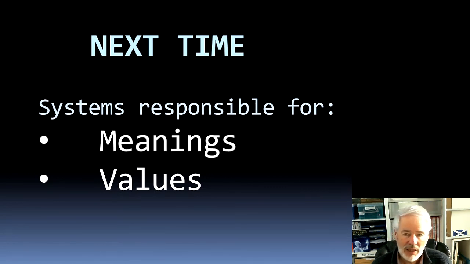But specifically, the very next presentation will be about meanings and values, and these two things are the other two systems which I said that we share with other animals. The meaning one is a little controversial, but the value system is definitely something we share with many other species, and it also is the part of the mind which is responsible for emotions.